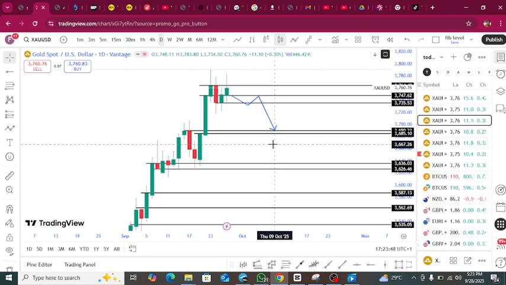Okay, that is how institutions trade. These are the levels that institutions respect. So once you know how to draw key levels, they are not zones. They are just single lines, single resistance and support lines. But you must know the right places to draw, where price is likely going to do two things: either break or reject.